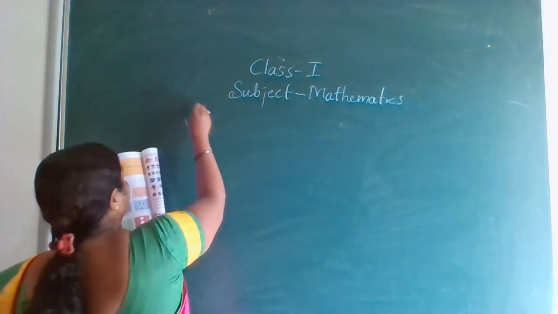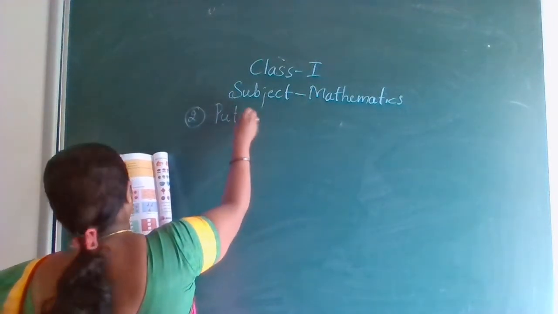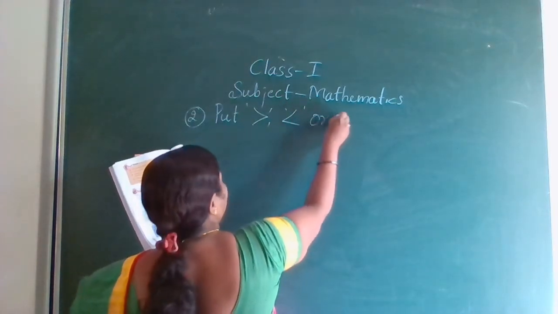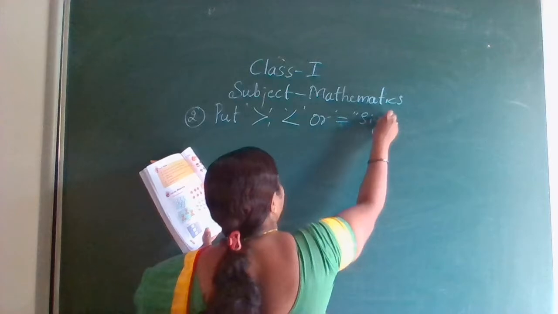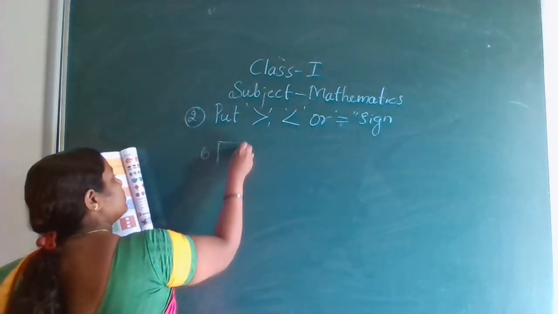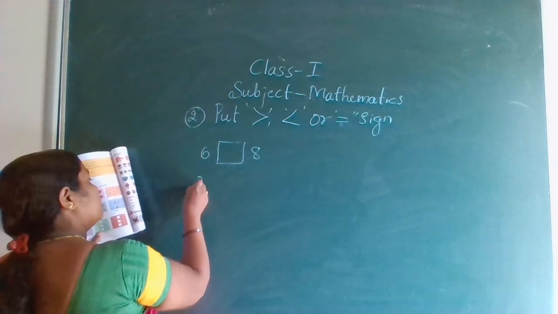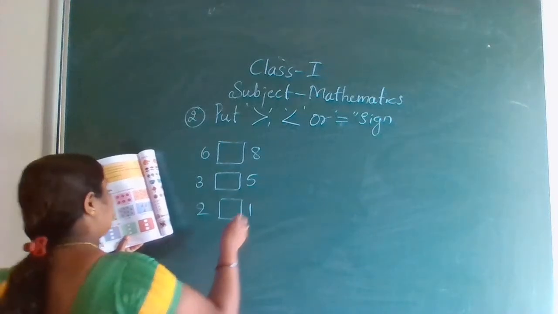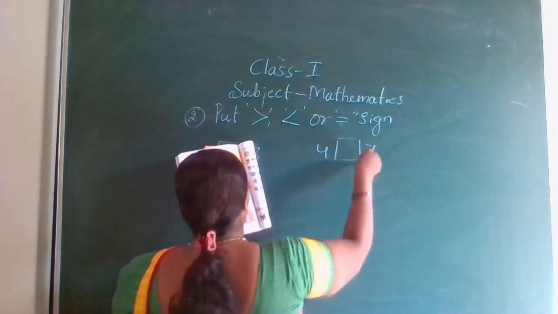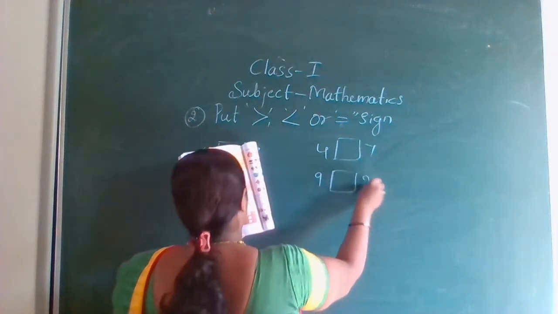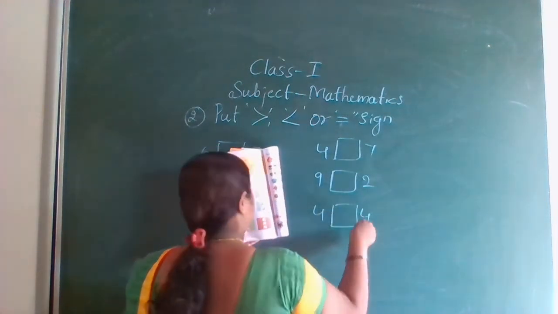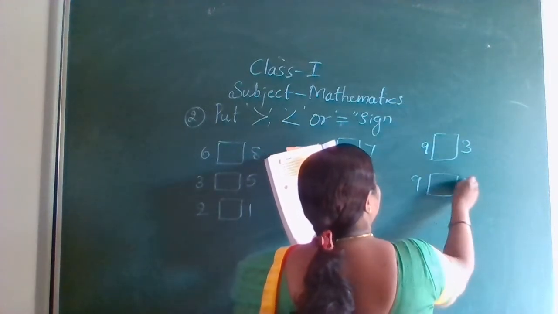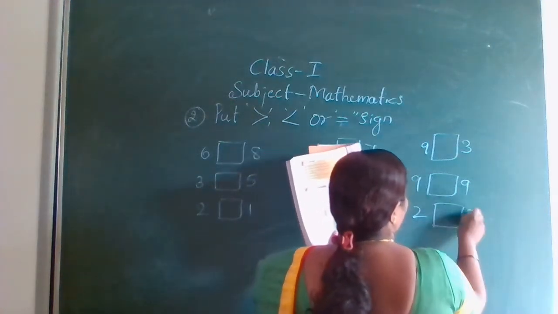Second one, put greater than, smaller than or equal to sign. 6, 8, 3, 5, 2, 1, 4, 7, 9, 2, 4, 4, 9, 3, 9, 9, 2, 8.